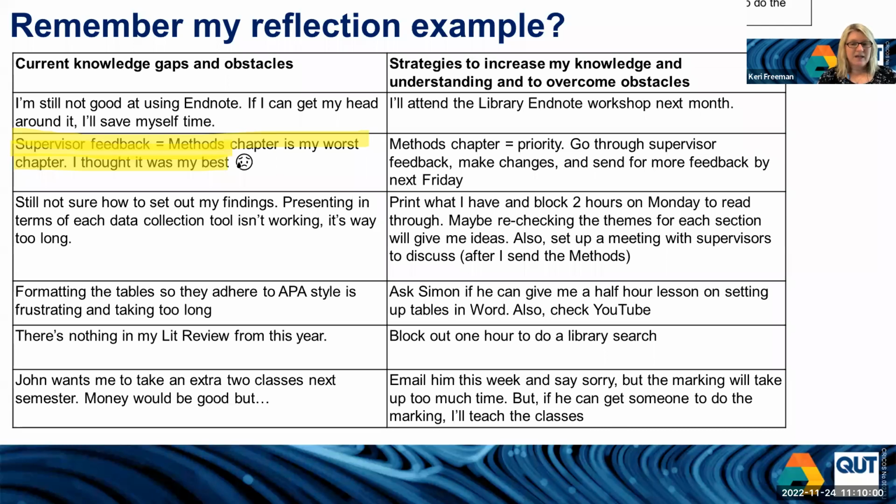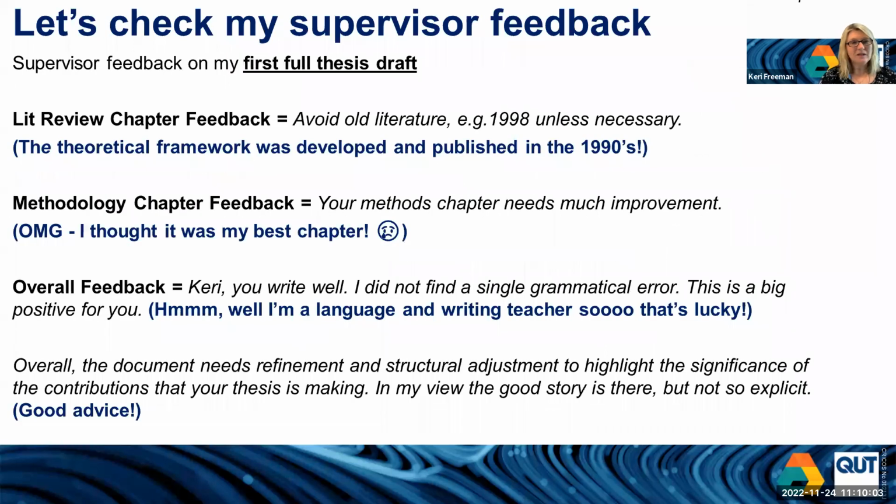So let's break some of this down. This is the exact feedback. Now, some of you will identify with this. This is my first full draft, by the way. Okay. So feedback on the lit review: avoid old literature, e.g. 1998. She was talking about my theoretical framework, which was done in the 1990s. So that was a bit of a strange one because that was my theoretical framework. So I ignored that little bit of feedback, but maybe you're getting something similar.